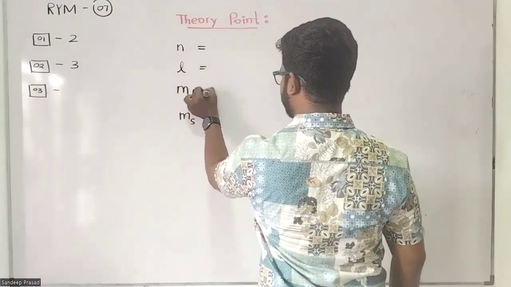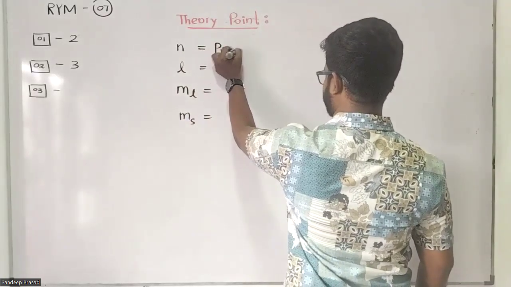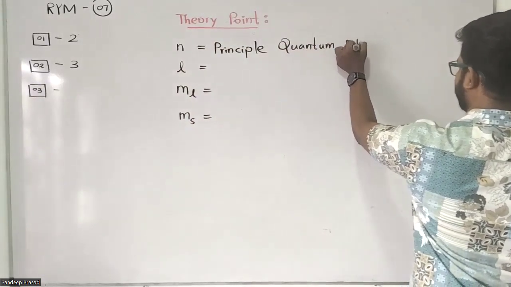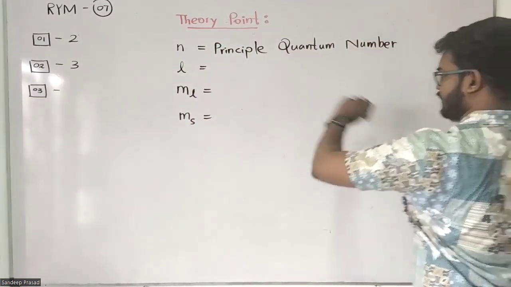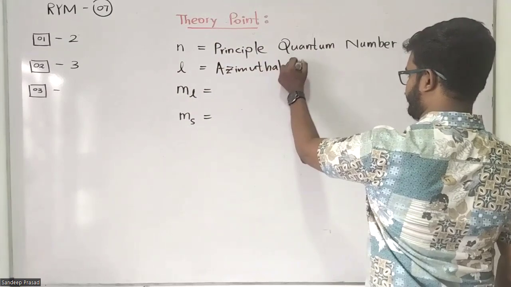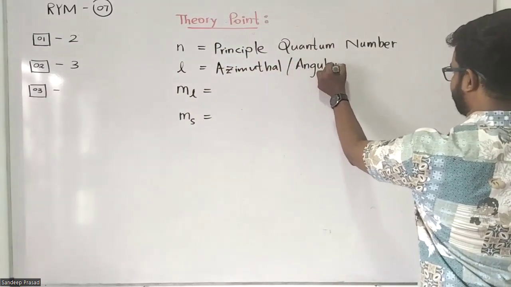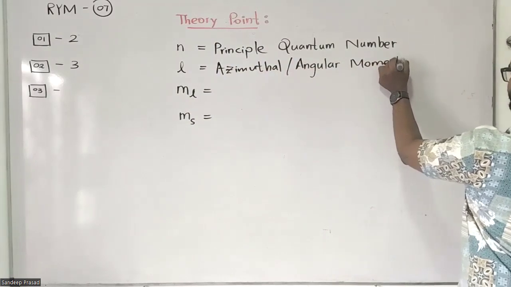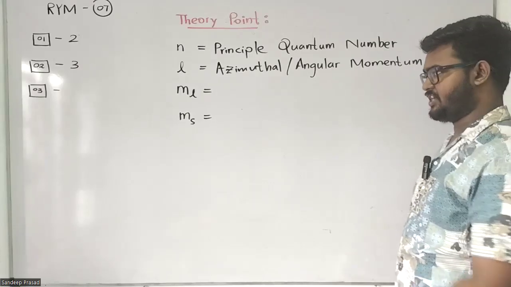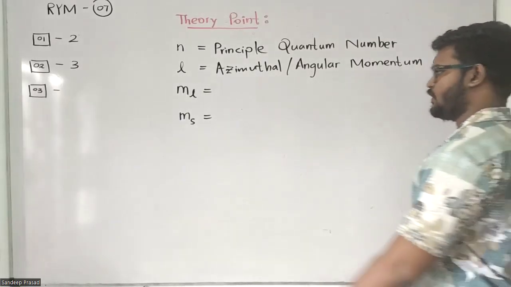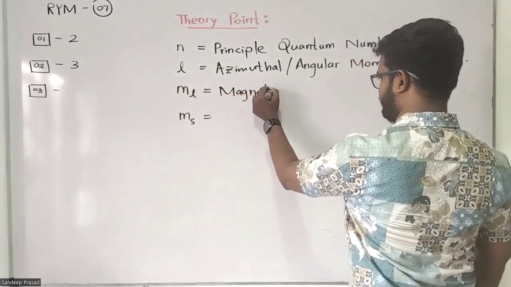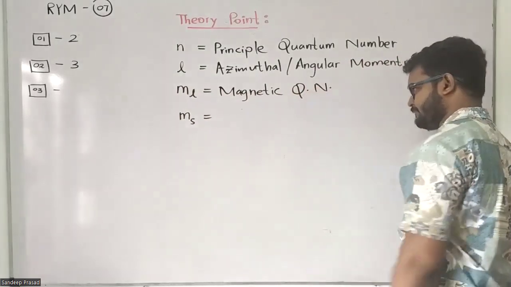So n means principal quantum number, isn't it? So principal quantum number is representing the principal energy level. Next one is azimuthal, or else we can say angular momentum quantum number. It is representing the sub energy level or the shape of orbitals also. And the next one is magnetic quantum number. Magnetic quantum number is representing the orbital type, right?